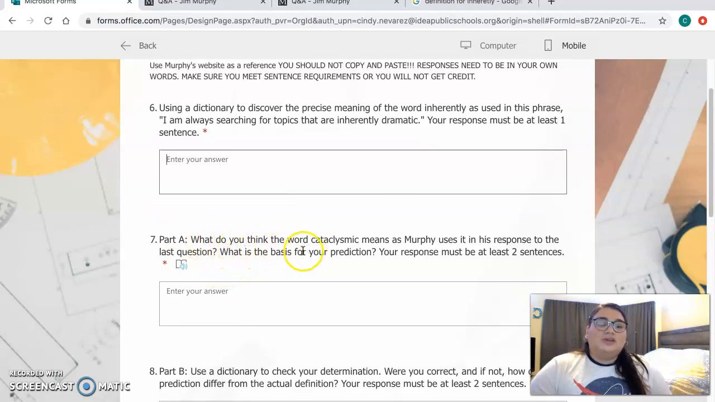They just want you to guess what you think it is. So you would go and read the answer and then you would give your guess. And what is your answer based on? So you have to write at least 2 sentences. So you could say, I think it means blank and blank because of blank and blank.